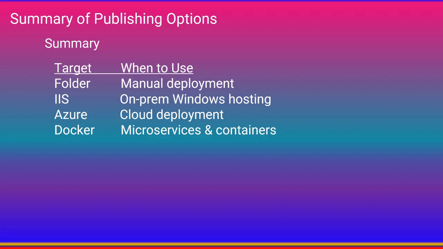Let us quickly review the publishing options. Use folder publishing for manual uploads, IIS for traditional Windows hosting, Azure for cloud apps, and Docker for container-based solutions. Each has a unique use case, so choose based on your app's requirements.